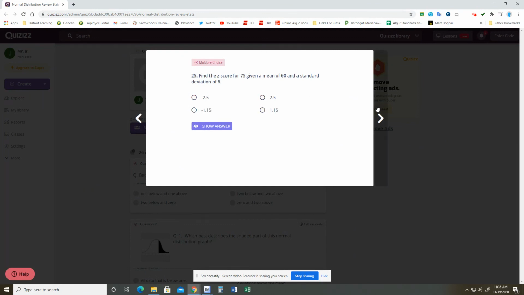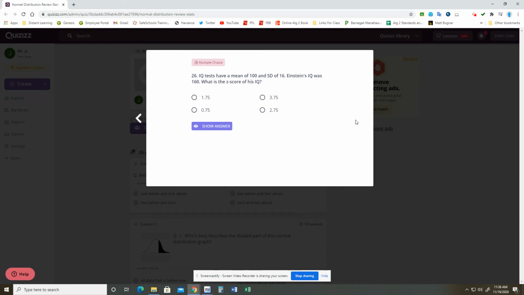Okay, number 25. Find the z-score for 75 given a mean of 60 and a standard deviation of 6. So again, above average. 75 is above average, which means it should be positive. It's definitely not within one standard deviation. It's actually over 2 standard deviations away. Standard deviation is 6. So if you went to 66 and then 72, 72 would be 2 standard deviations above. 75 is more than that. It's got to be 2.5. And you could do that exact same calculation like we talked about. 75 minus 60, which is 15, divided by 6, should give you 2.5 right on the dot. And it does.